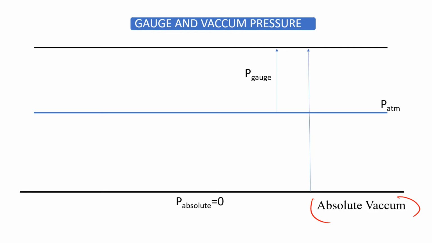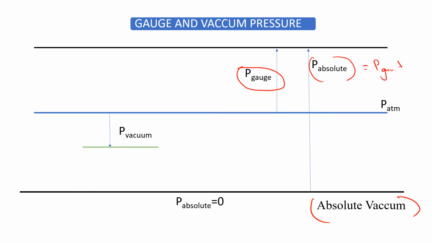Pressures below atmospheric pressure are called vacuum pressures and are measured by vacuum gauges. The vacuum gauges indicate the pressure difference between the atmospheric pressure and the absolute pressure. So this is the gauge pressure, the pressure measured above the atmosphere. So absolute pressure at this point will be equal to gauge pressure plus atmospheric pressure.